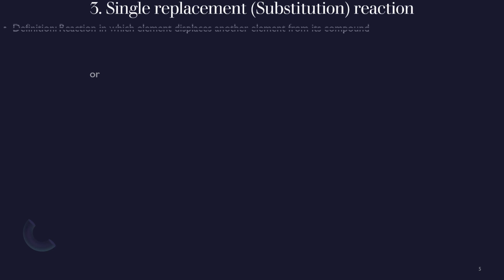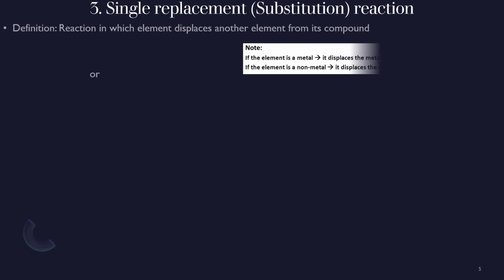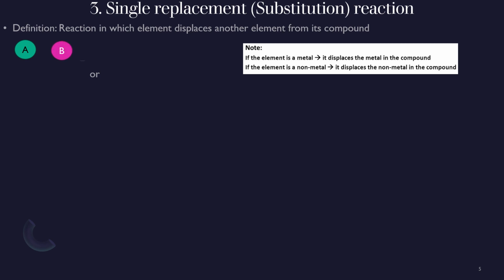Displacement or substitution reaction. In this, an element displaces another element from its compound. If the element is a metal, it displaces the metal in the compound. If the element is a non-metal, it displaces the non-metal in the compound. See the general formula of this displacement reaction.